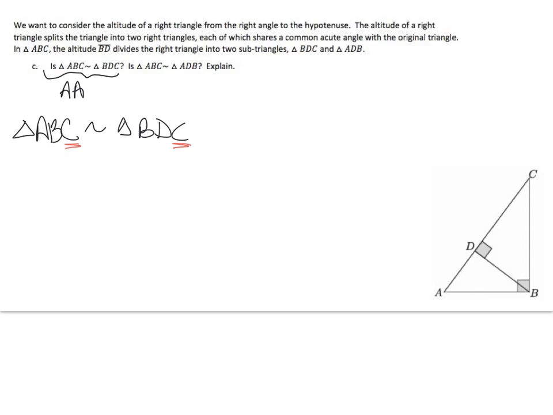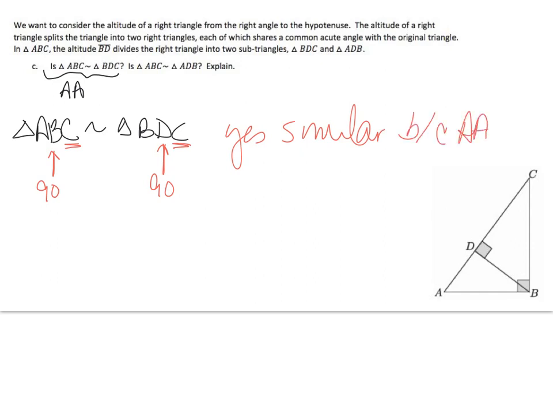Each triangle has a right angle. Let's highlight it for us. We have ABC, B being the right angle. And then we have BDC, angle D being the right angle. So yes, these are similar because of the angle-angle criterion.